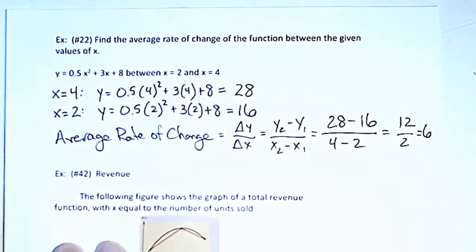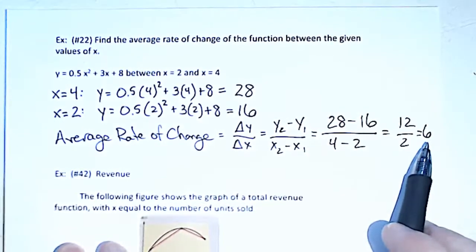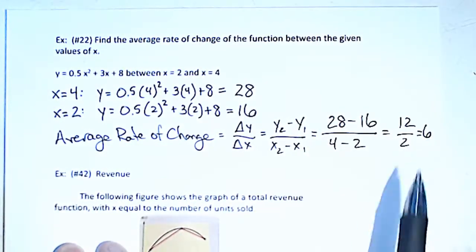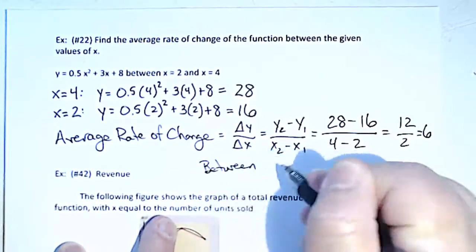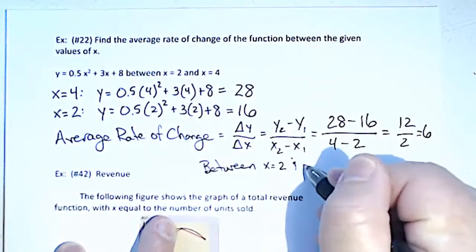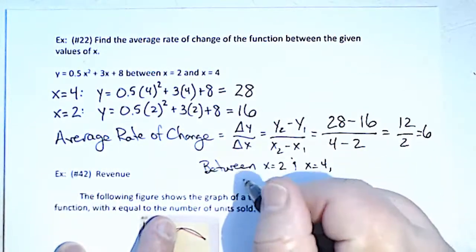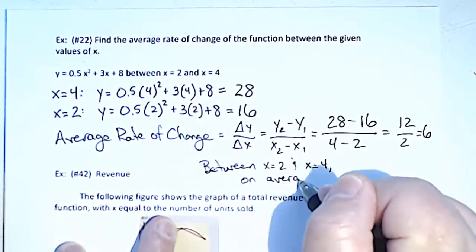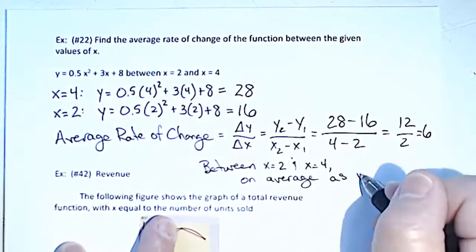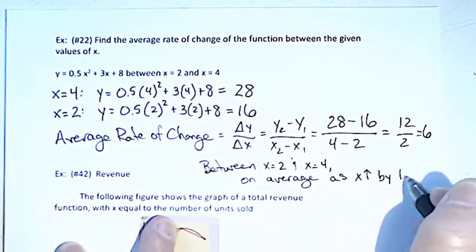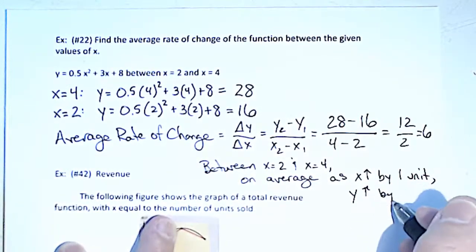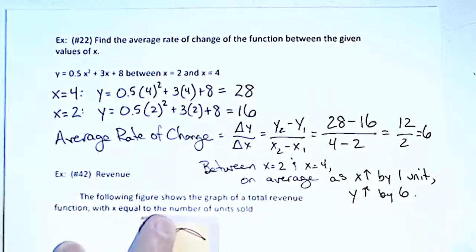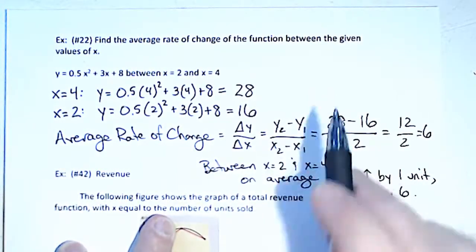So what does that mean? Well, that means that on average, between x equals 2 and x equals 4, as x increases by 1 unit, y increases by 6. That's basically the slope, right? You go over 1 and up 6.